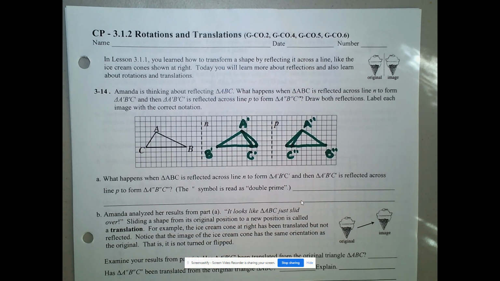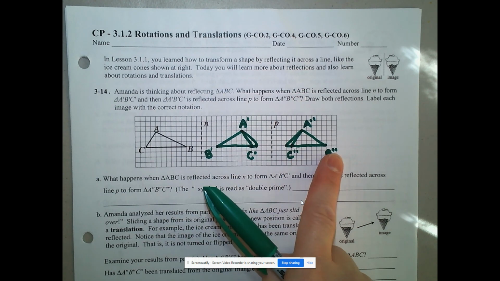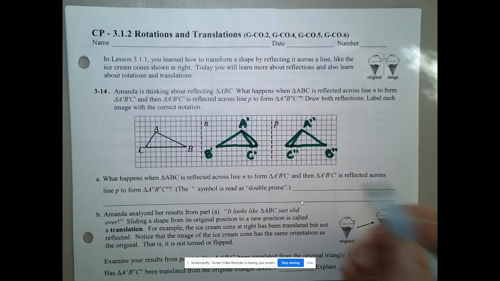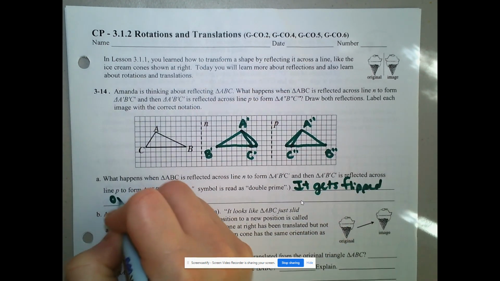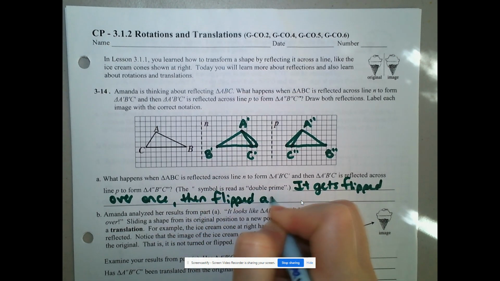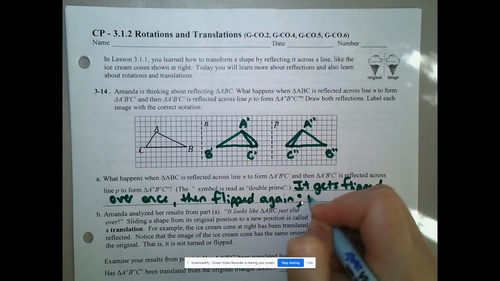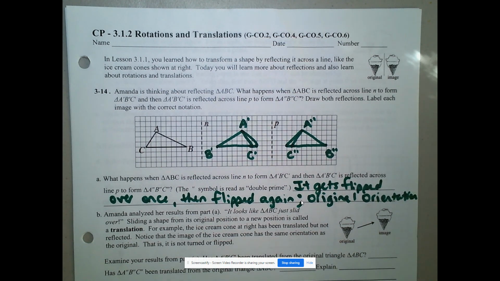What happens when triangle ABC is reflected across line N to form the first and second images, prime and double prime? It gets flipped and then it gets flipped again. So the orientation actually returns to the original orientation, where you had sort of B on the right and C on the left. Once you do the 2 reflections, B double prime is on the right and C double prime is on the left. So it gets flipped over once, then flipped again. And because of the 2 flips, it goes back to its original orientation. Orientation is also another word for direction.